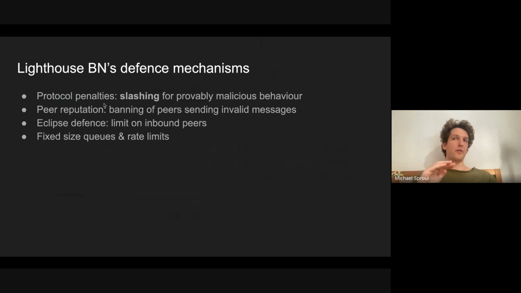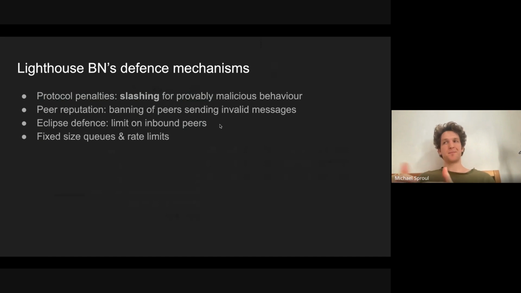More or less reliable than that, we have some other layers of defense, like peer reputation. Lighthouse will keep track of which peers are sending it good messages and which peers are sending it bad messages. And if a peer is sending too many invalid messages, which are slowing things down or just getting in the way of proper messages, that peer will eventually get banned.